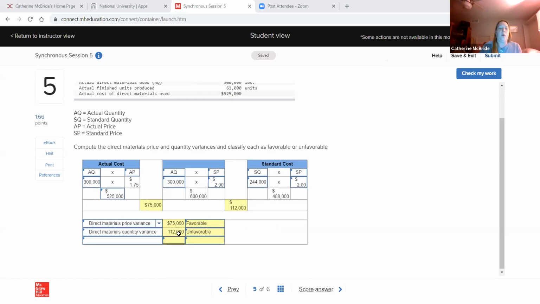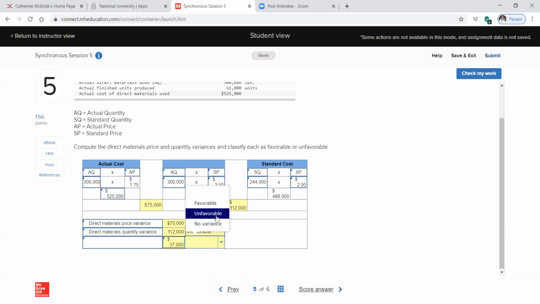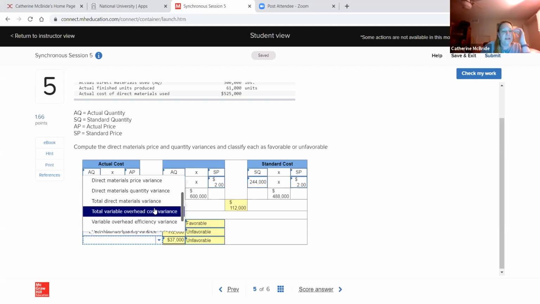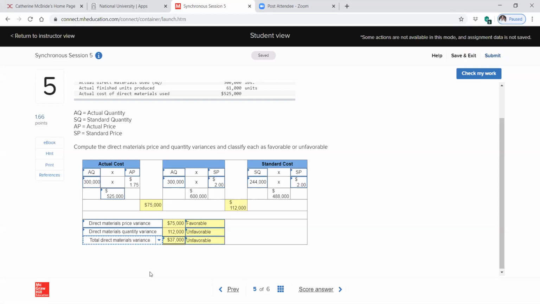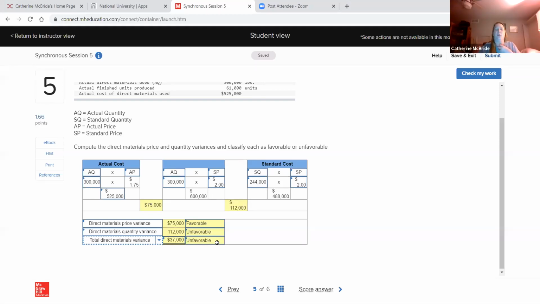So now the next thing that we're going to do is look at the total variance. We're going to add those together, but it's tricky because we can't just add 112,000 and 75,000, because one of them is unfavorable and the other one is favorable. So what we really have is 112,000 unfavorable minus the 75,000 favorable. So we have a $37,000 variance. Is that favorable or unfavorable? Unfavorable, and it's the total variance. I don't think we have to make it negative because we're saying it's unfavorable.